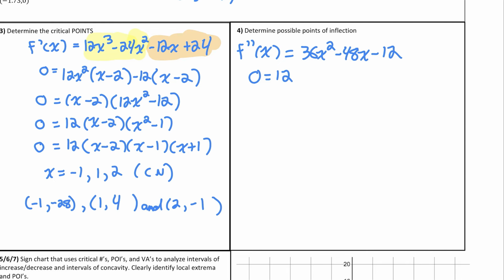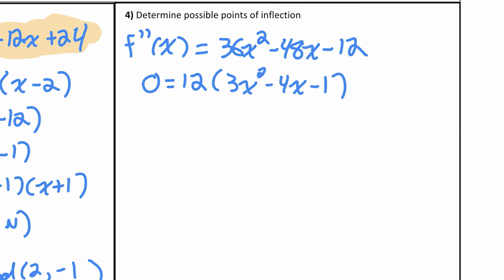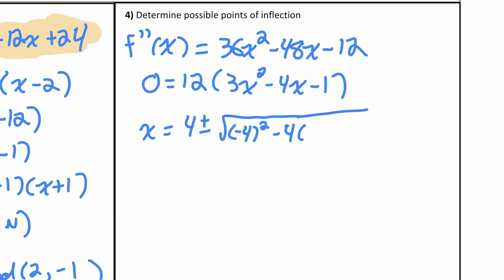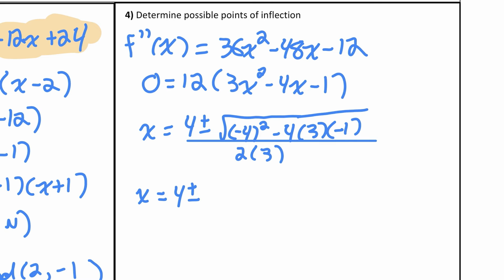Let me common factor out a 12 first. And then if I try and factor this quadratic further, it doesn't factor, but I could find its zeros by using quadratic formula. So x would equal 4 plus or minus the square root of -4 squared minus 4 times 3 times -1 all over 2 times 3. Underneath the square root, simplifies to 16 plus 12, that's 28. So it goes to root 28, which I could simplify to 2 root 7.